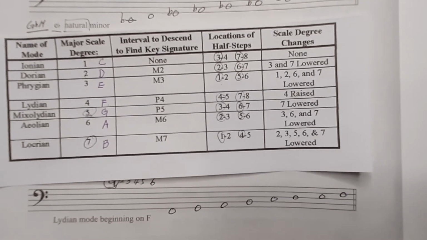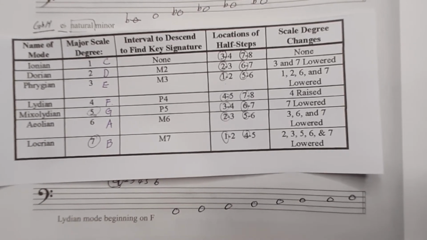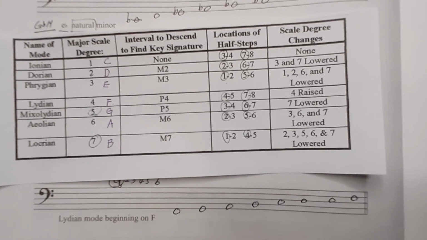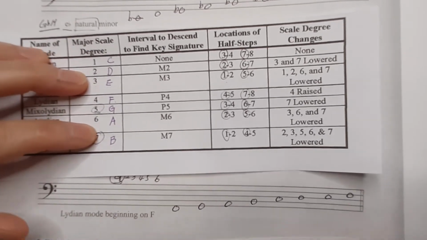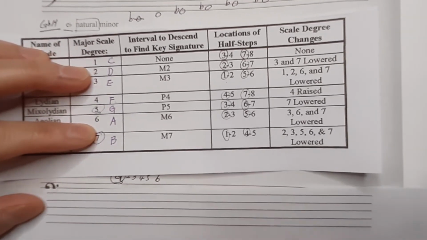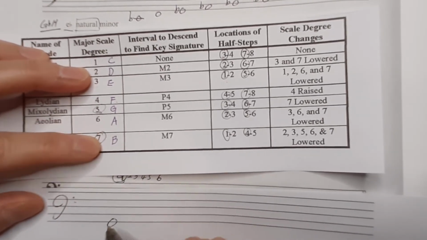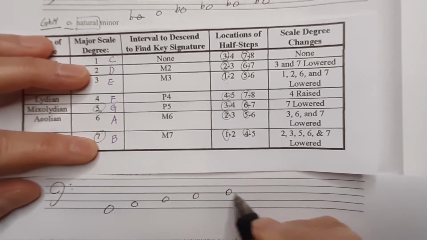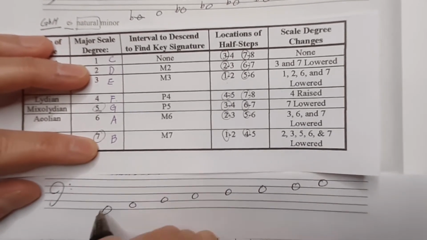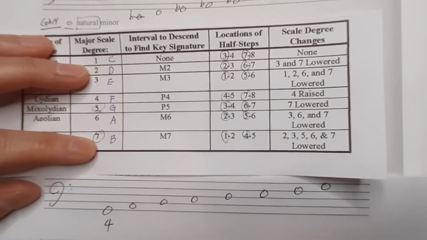Can we try this in another key then? What if it's a Lydian mode beginning on G? So this is what you do. We'll do it for the bass clef. G, A, B, C, D, E, F, G. And G is the 4th because it's a Lydian mode, 4th scale degree.